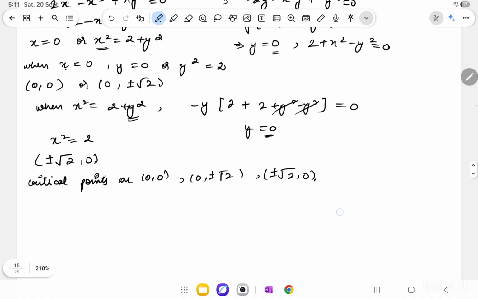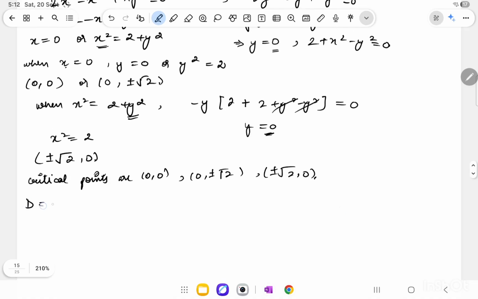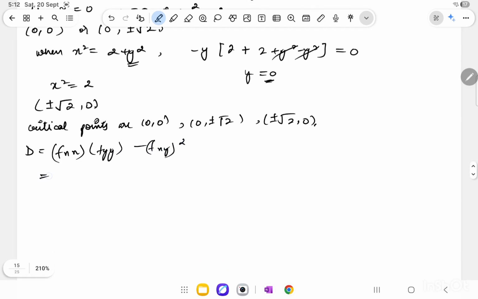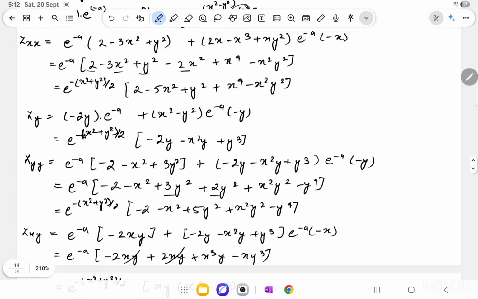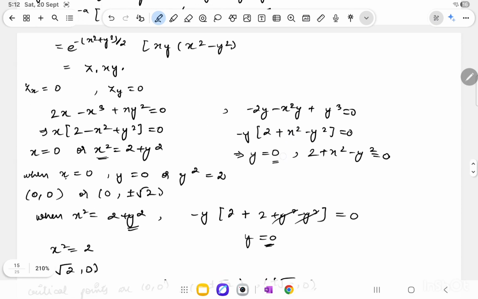So let's check out the nature of D, that is fxx into fyy minus fxy square. So that will be basically, it is zxx. So if I multiply zxx with zyy, I'll get e raised minus x square into the product of the remaining terms.